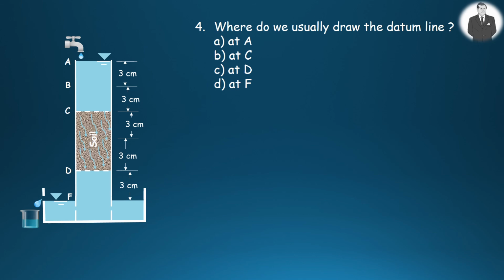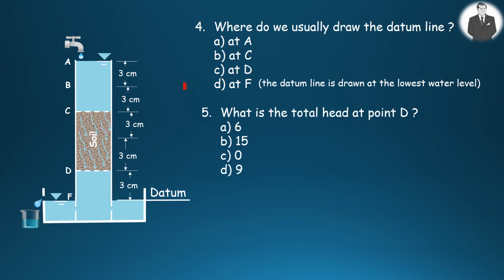Referring to the figure given here, answer the following questions. Question 4. Where do we usually draw the datum line? Yes, it may be A, B, D. Yeah, there are several answers to these questions, but the most preferable one is D, because we draw the datum line at the lowest water level.